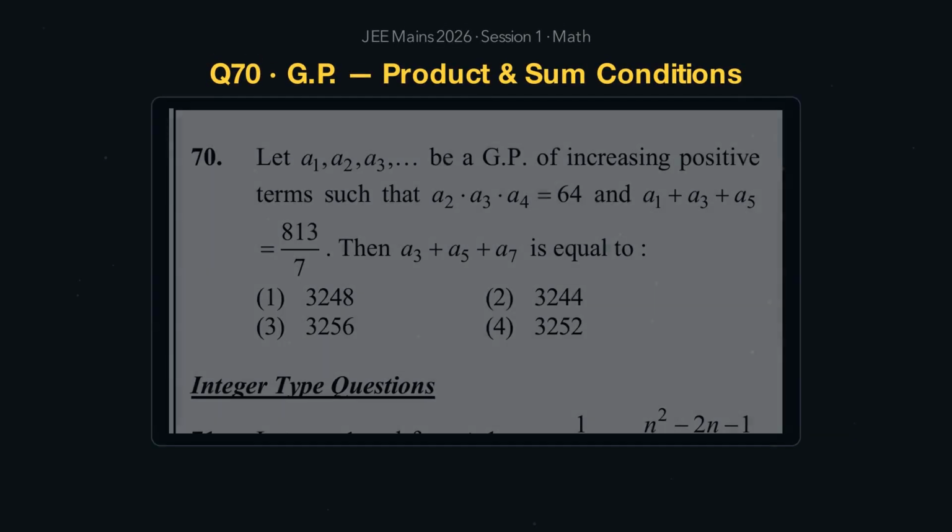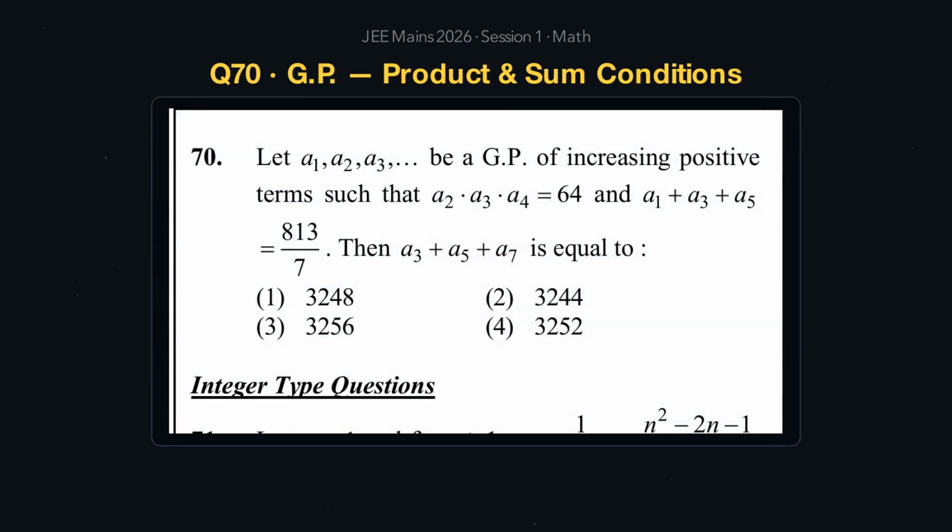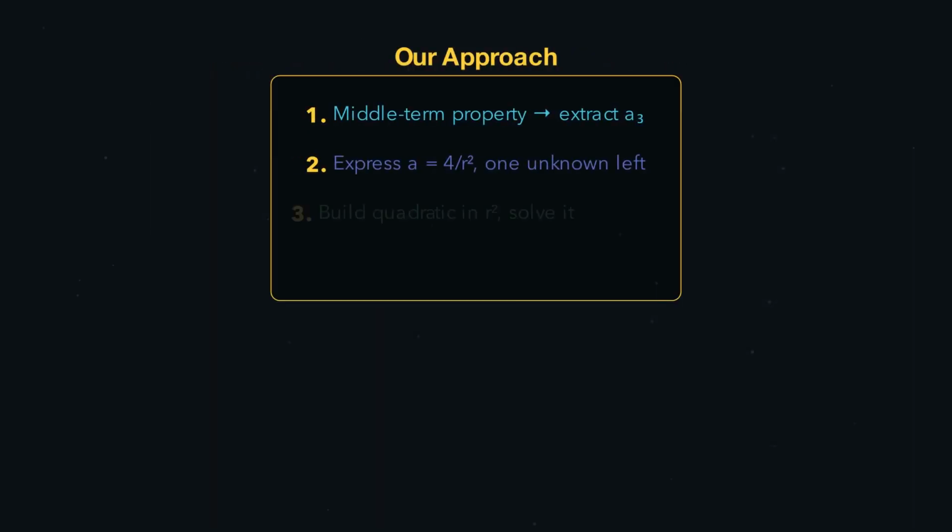A geometric progression is hiding a clever shortcut worth knowing. Here's our approach. First, we'll use the product condition. 3 consecutive GP terms multiplied together give the middle term cubed. That immediately hands us the value of a sub 3.